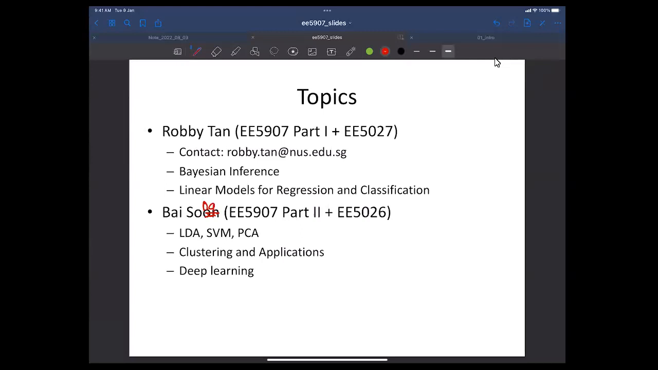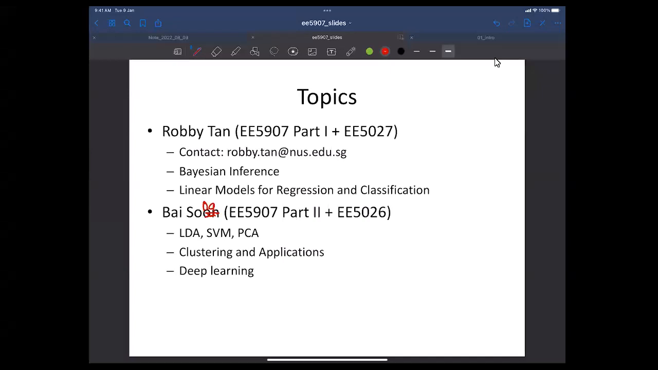But in the second part, there will be more topics on LDA, PCA, clustering, and so on, and an introduction to deep learning. Now we'll see. Yeah. EE5026 offers the second part. I'm not sure, I think so. But it's only half.